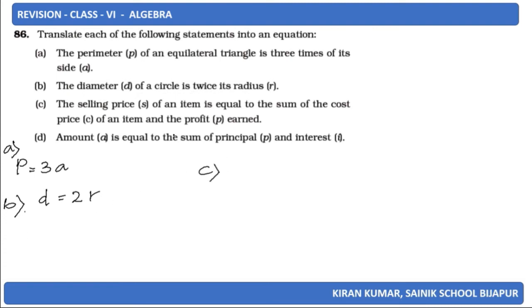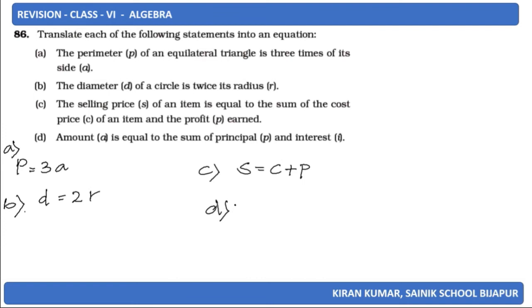Third one, the selling price S of an article or item is equal to the sum of the cost price C of an item and profit P earned. The selling price is cost of the item C plus the profit earned P.